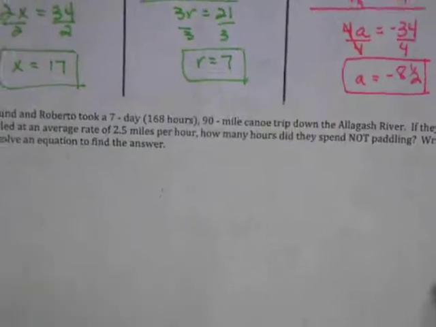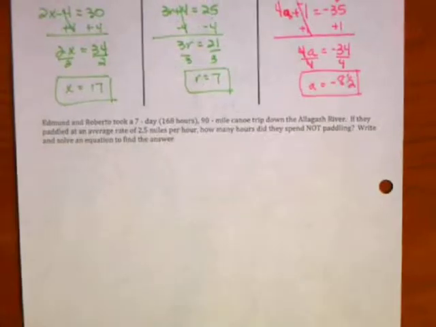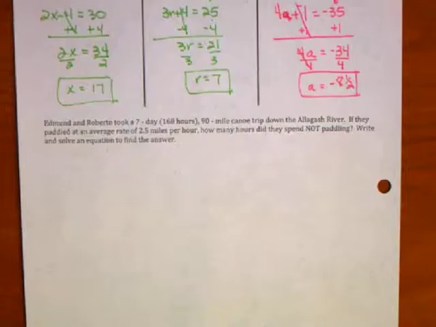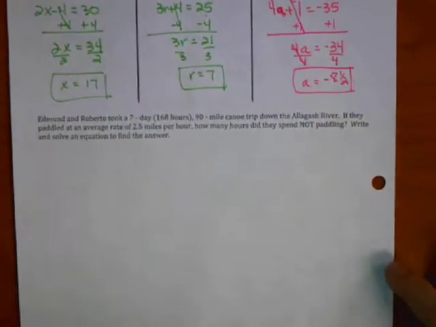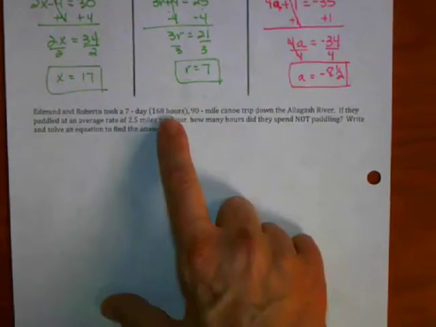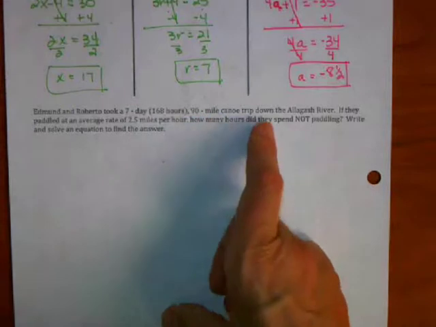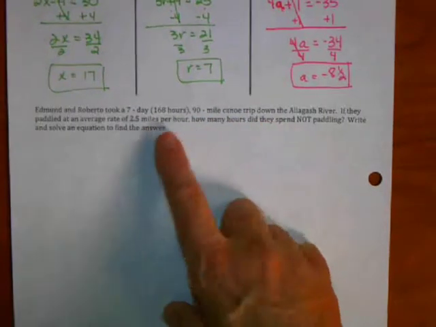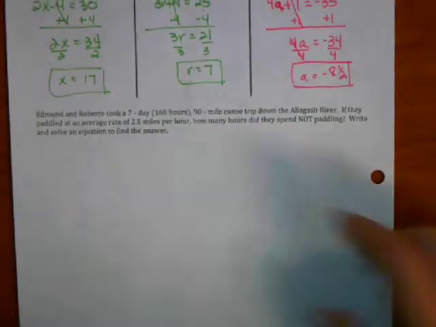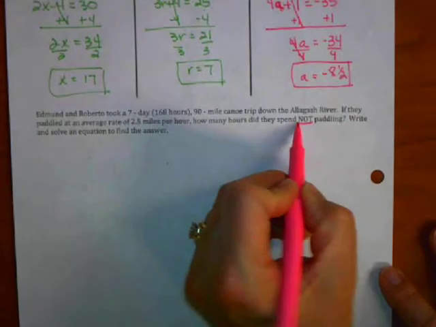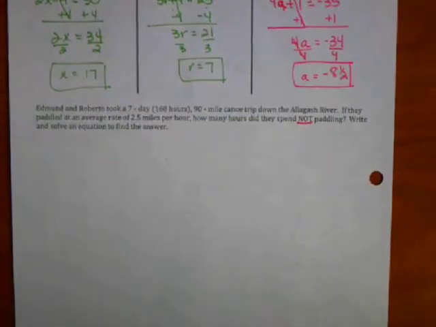Okay, we have to do this. I'm going to read it to you first, and then we'll talk about it. Can you just hold off for 3 minutes? Just stay with us through this. Edmund and Roberto took a 7-day, 168-hour, 90-mile canoe trip down the Allagash River. If they paddled at an average rate of 2.5 miles per hour, how many hours did they spend not paddling? Write and solve an equation to find the answer.